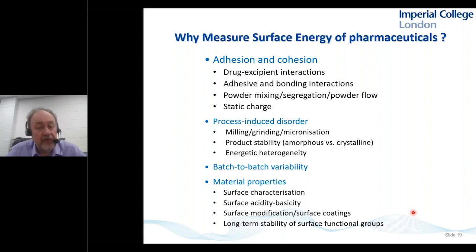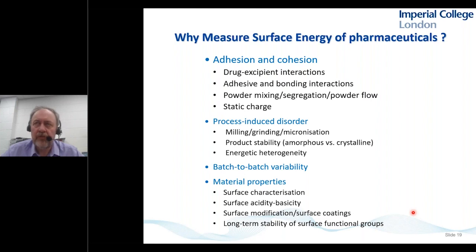You could very much be interested in powder mixing, segregation, powder flow, or static charge, which sometimes happen for many powders. If I'm grinding, milling, comminuting my powders or micronizing them, then I want to know about the process-induced disorder on the surface. I can get that from IGC datasets. I want to know a bit more about product stability, how amorphous versus crystalline is my material. Again, I get that from IGC. And also I can get a pretty good measure of the heterogeneity of my surface.